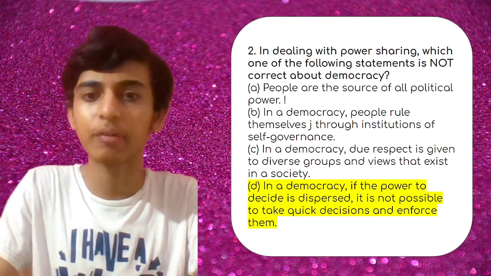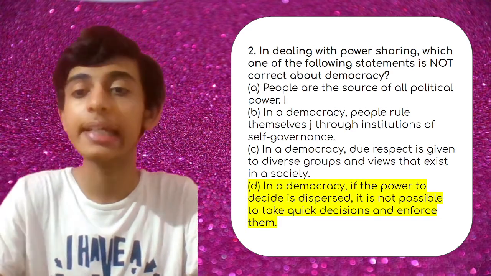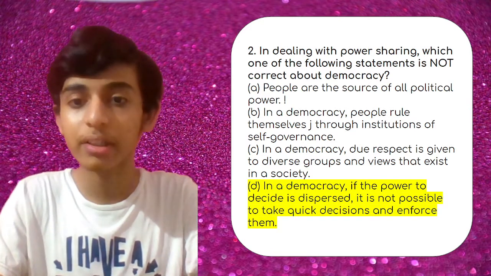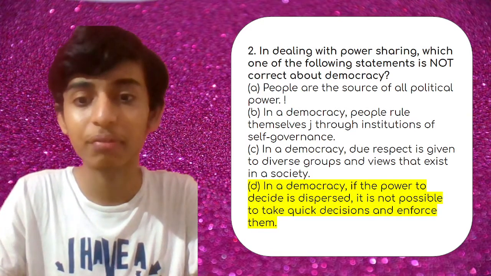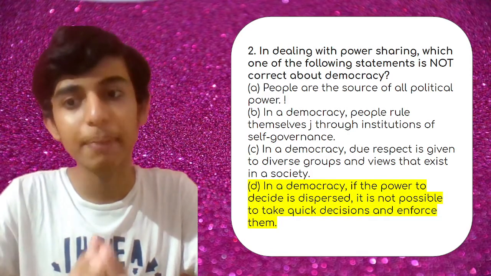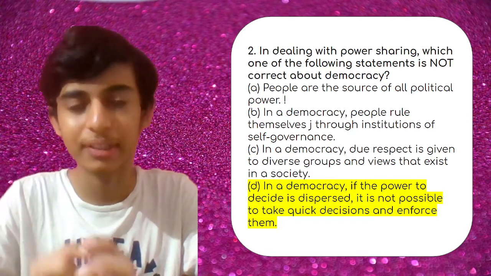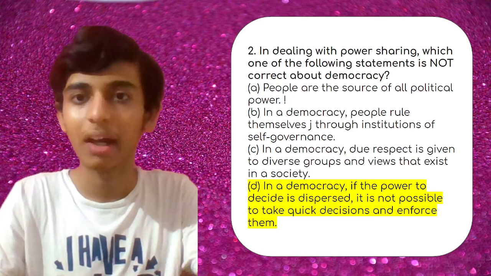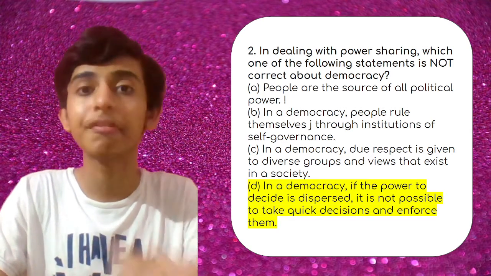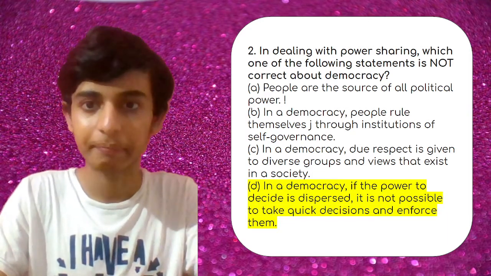Okay, I hope all of you must have thought the answer is D. In a democracy, power to be decided is dispersed. It's not possible to take quick decisions and enforce them. It is definitely possible, right, to take quick decisions in a democratic form of government. So this is definitely possible.